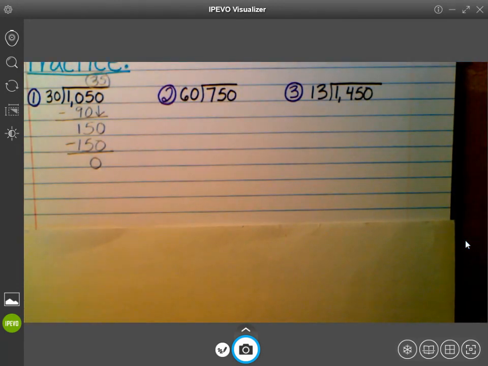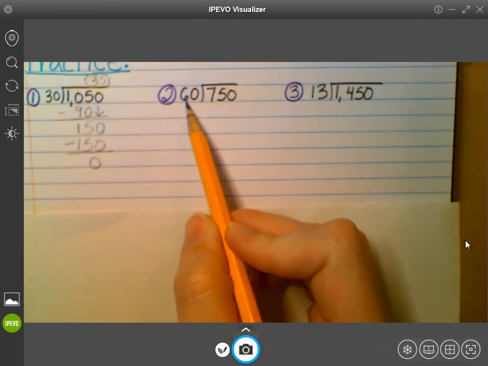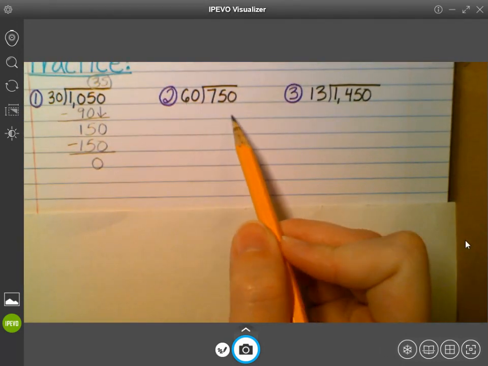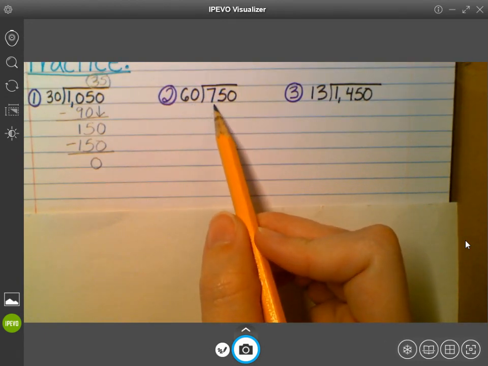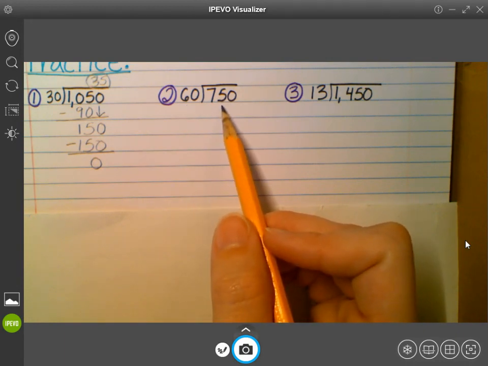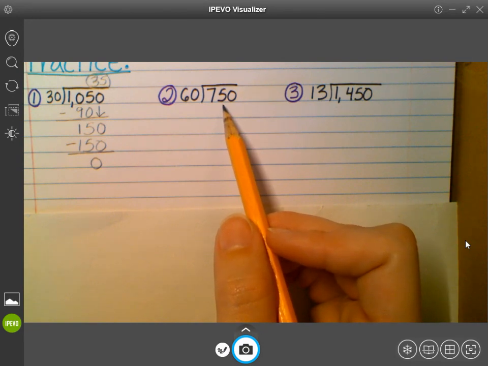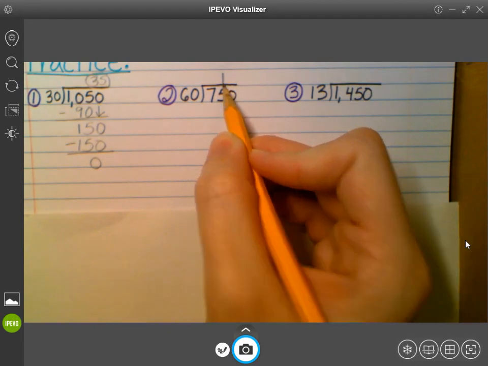Okay, number 2. Number 2 is a little trickier. And I know some people, when you got your answer, you're like, wait a minute. And we'll see if you get what I got. Okay, so 60 is our divisor. It's the number doing the dividing. 750 is the dividend. That's the number we're splitting up. 60. Can it go into 7? No. Can 60 go into 75? Yes. Show me how many times. How many times does 60 go into 75? Once. Yes. So we put our 1 up above the 5.